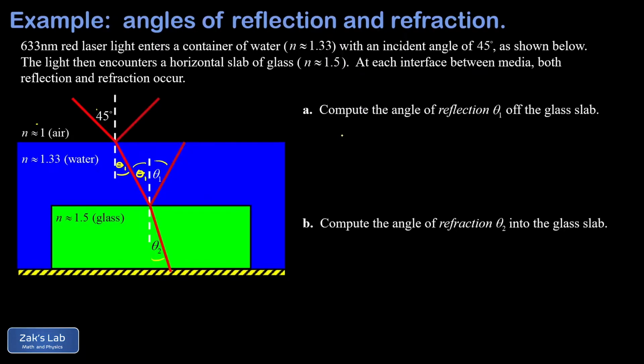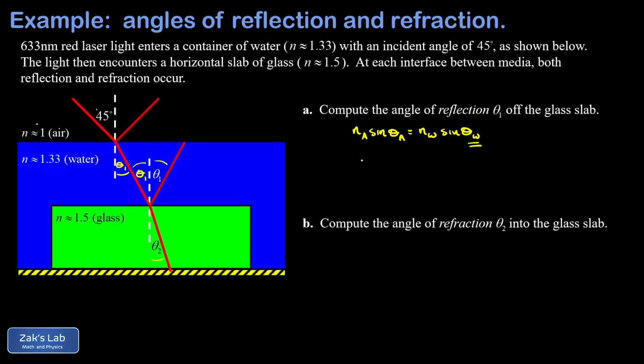So we write down Snell's law for that first refraction, and I have the index of refraction of air, sine of that incident angle in the air. I'll call that theta A. That's equal to the index of refraction for the water, sine of the refracted angle into the water. Now that refracted angle into the water, that's theta 1.